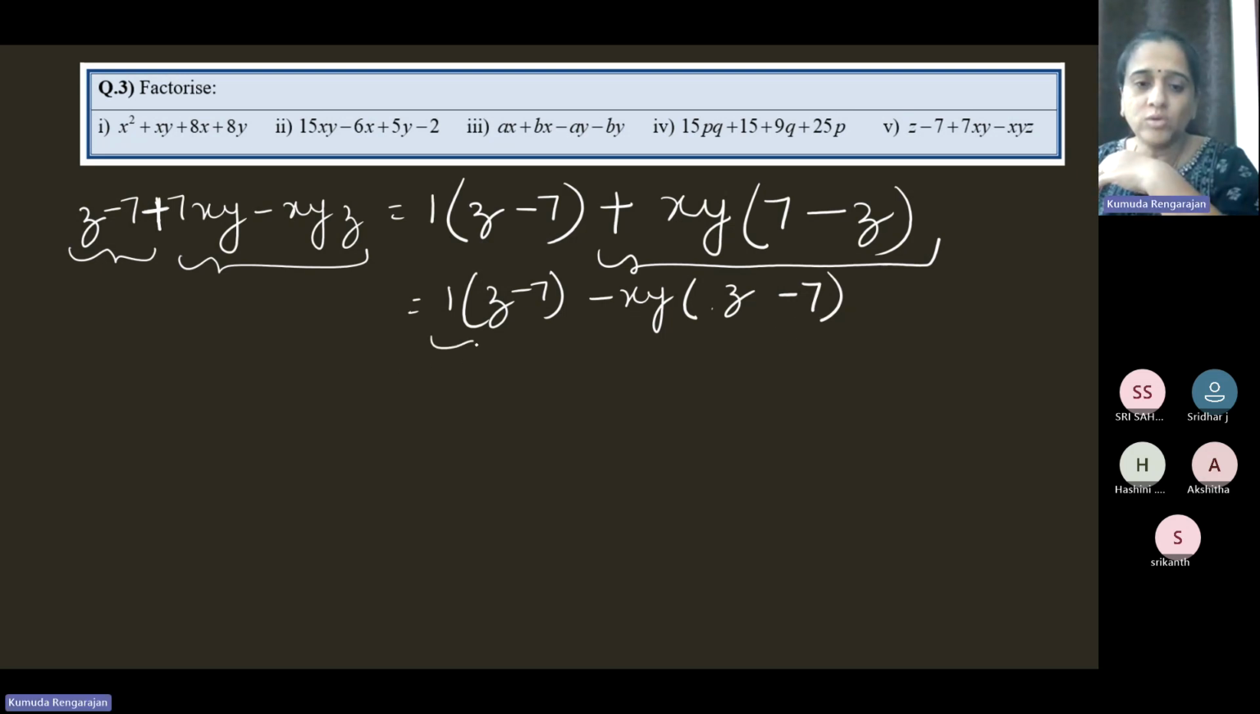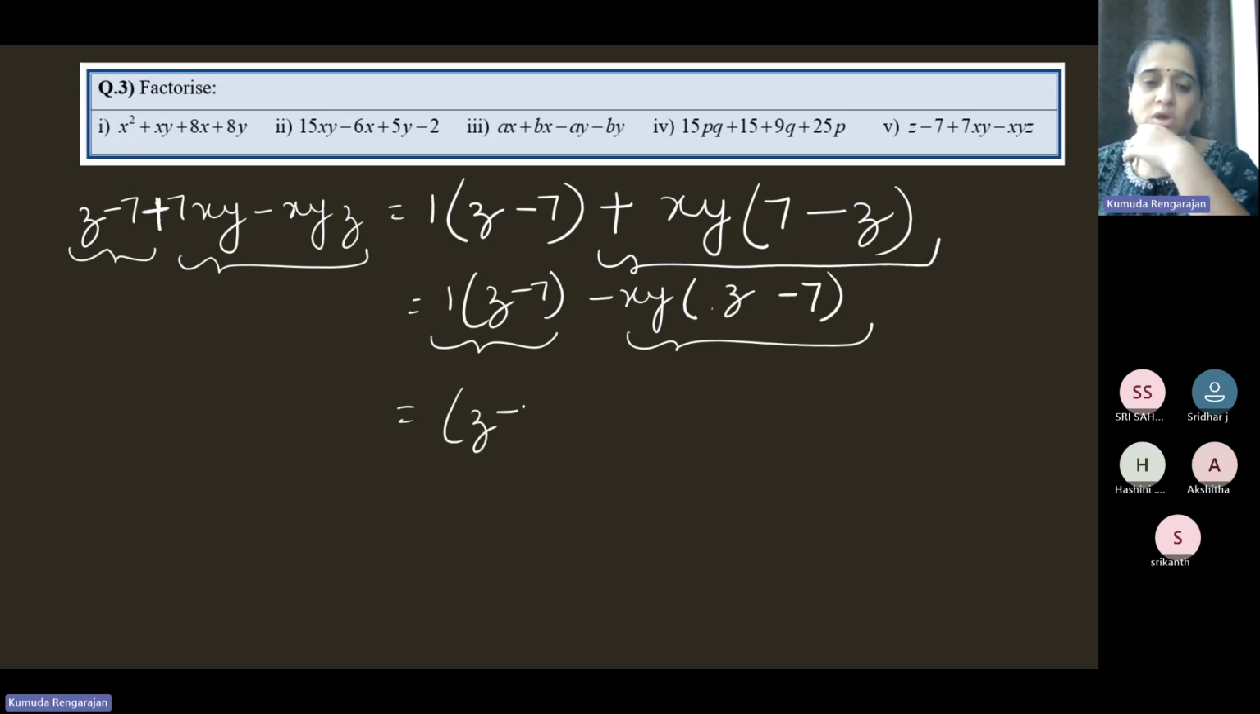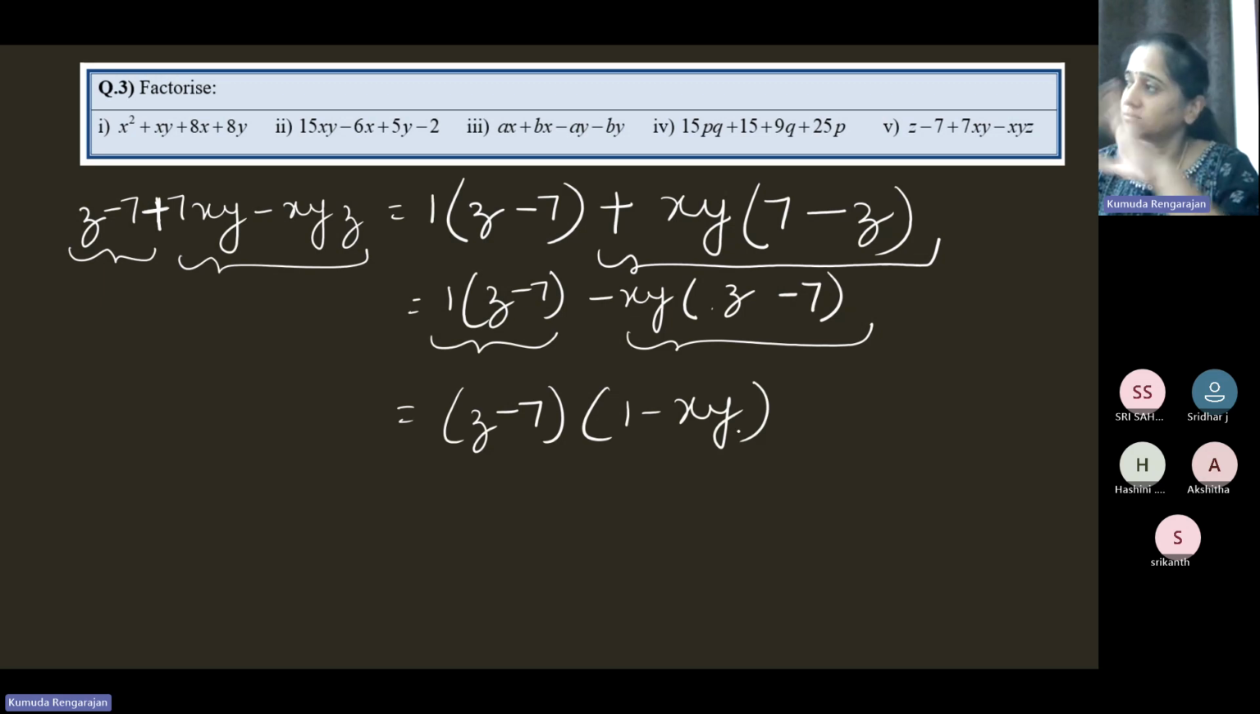Now, we have two terms. Four terms have become two terms. Z minus 7 is common, and write the remaining two terms: 1 minus xy. Okay, so you have learnt factorization by grouping. Correct?